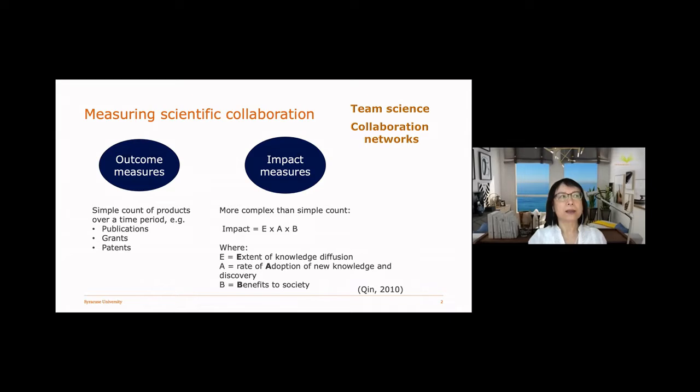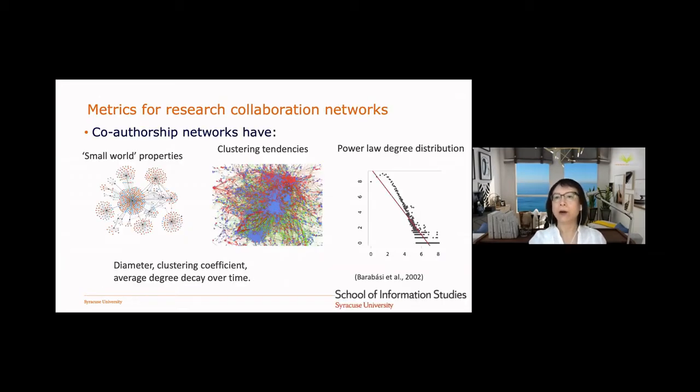Studying scientific collaboration has taken two different routes. One is team science, and the other one is collaboration networks. Of course, these two related research areas have some overlaps, but the approach, the methods, and the data they use are quite different. So this is just some background information about what I'm going to share for my research.